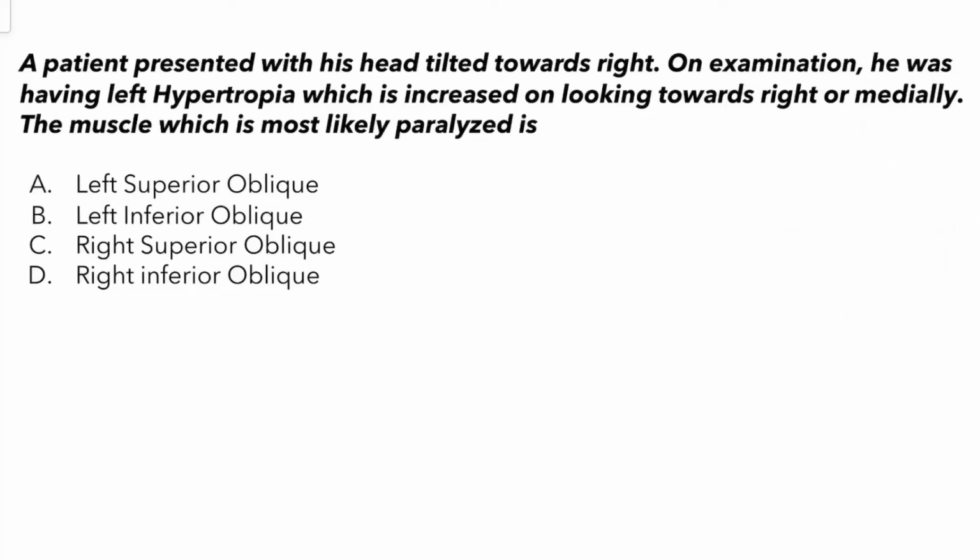The question is, the patient presented with his head tilted towards right. On examination, he was having left hypertropia, which is increased on looking towards right or medially. The muscle which is most likely paralyzed is: the options are left superior oblique, left inferior oblique, right superior oblique, and right inferior oblique. So let's see the procedure for solving this type of question.